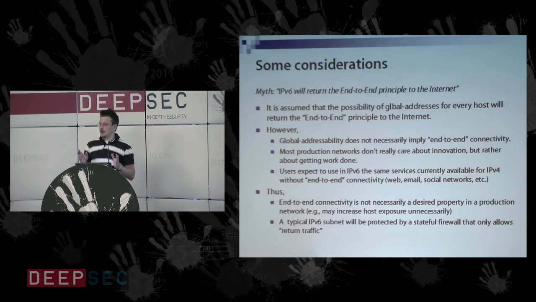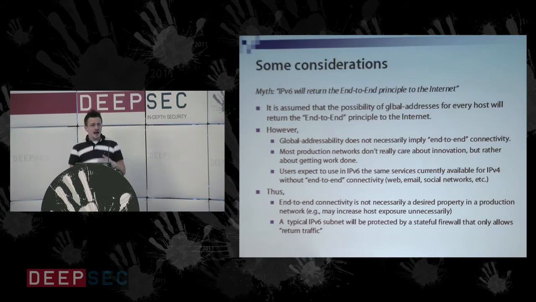It's not only about addressing, about having more addresses, but also that with IPv6 we could simplify the network and get back to the end-to-end principle. However, from my perspective, that's not really going to be the case. Even when with IPv6 we have enough addresses to assign one global unicast address to every system that connects to the internet, I don't think that global addressability is going to imply global end-to-end connectivity.